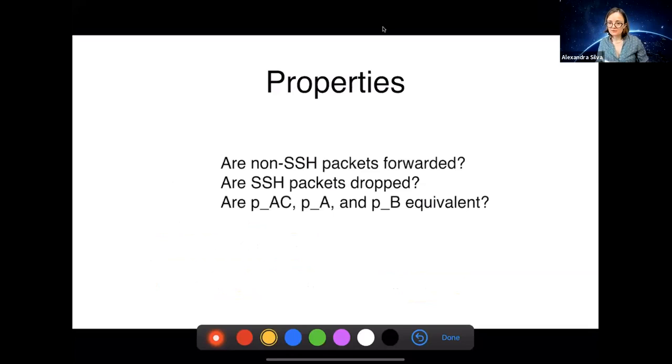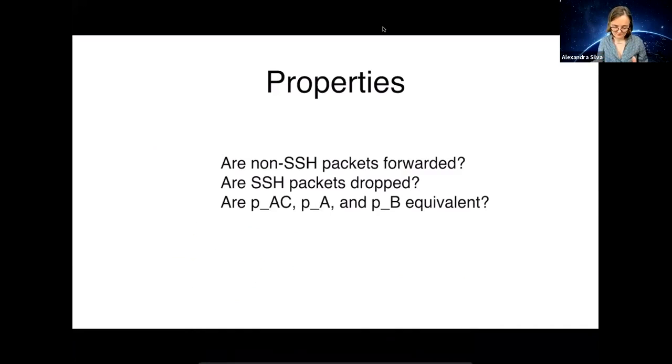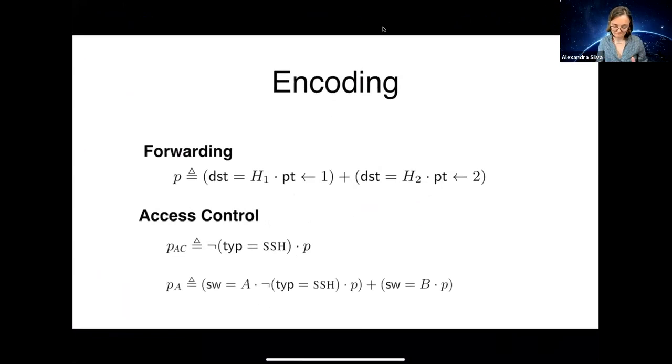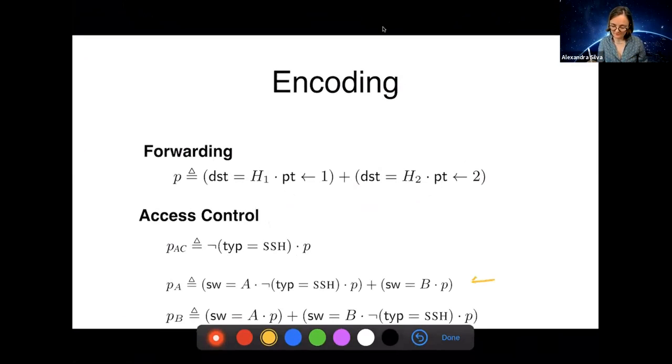So now the question is, with this encoding, is it true that non-SSH packets are forwarded and SSH packets are dropped? And can we show that these programs are actually equivalent? And sorry, I should say, because I didn't say that, I have two versions. So I have the policy installed in switch A, and I have the policy also installed in switch B, that's PB. And so the question is, can I install it in either? And I get the same result.